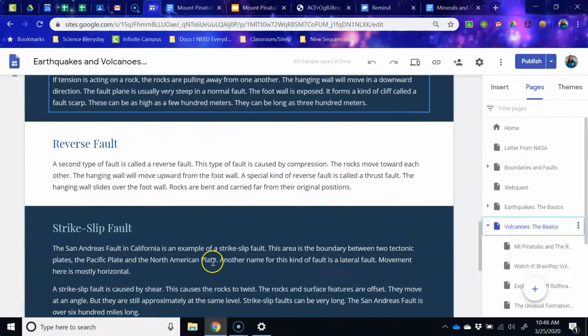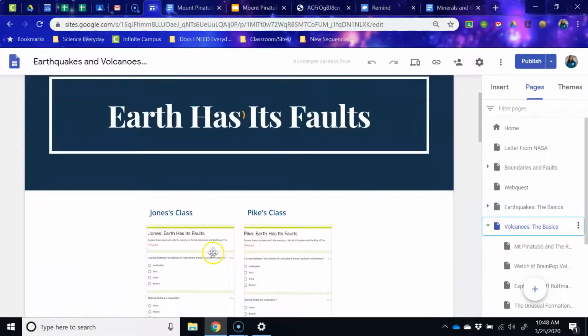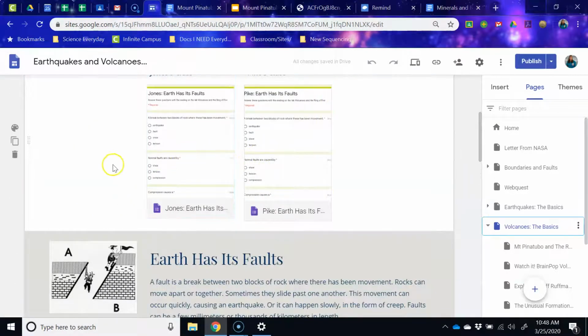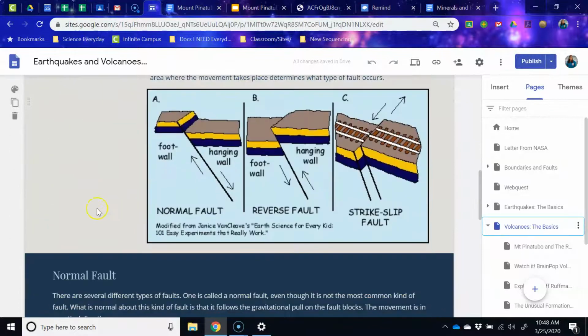So you're going to read the information. You're going to choose if you're in Jones or Pike's class and answer it. We did talk before we left about the types of faults. Normal fault, remember that if someone is hanging, they would normally be hanging down. So that's why it's a normal fault. A reverse fault, if they're hanging up, that would be definitely reverse of what's normal.